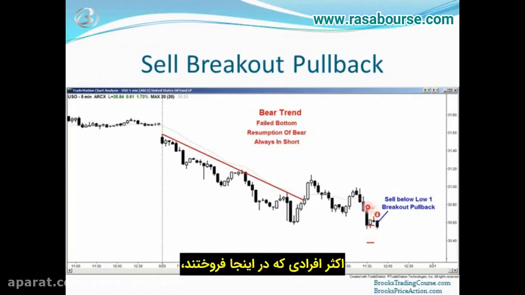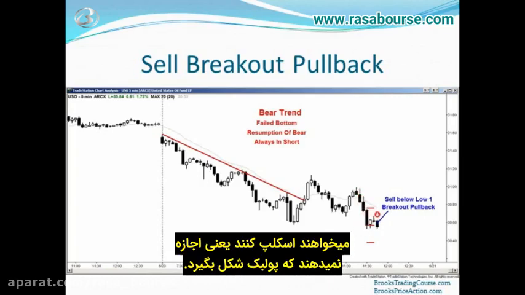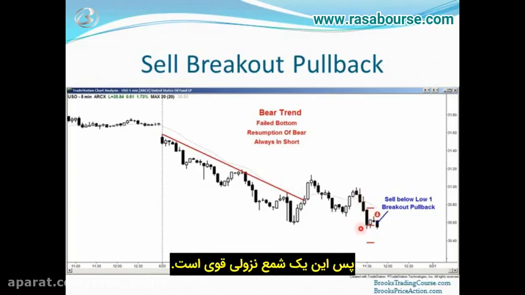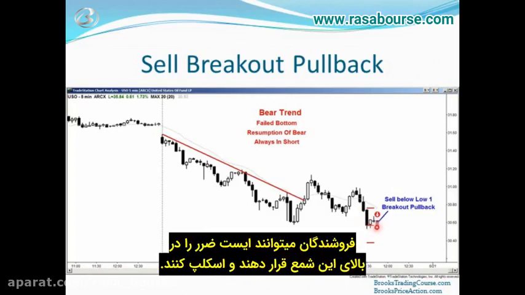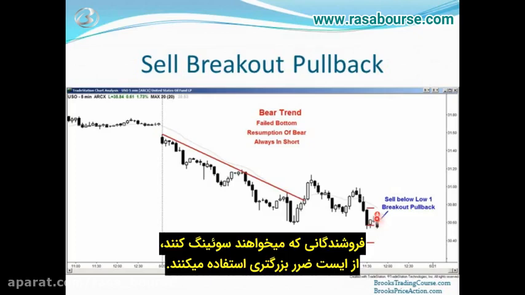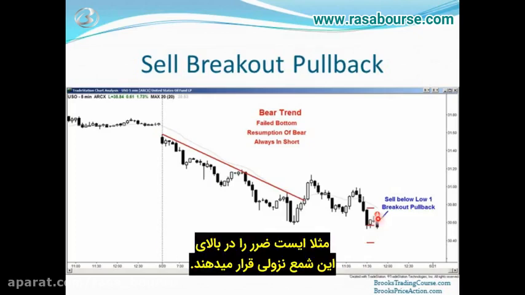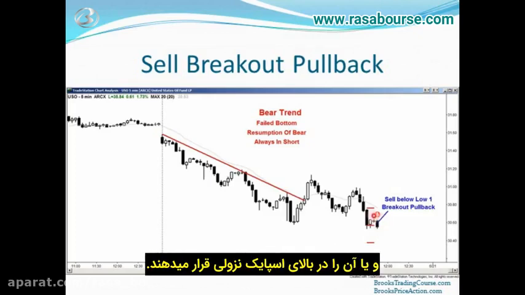Most bears who took this short, if they took it as a scalp, they're not going to allow pullbacks. And after this bear bar closed and they saw it was a strong bear bar, they probably would put a scalping stop above its high. The swing bears would use a wider stop, like above this strong bear bar, or maybe above the high of the bear spike.